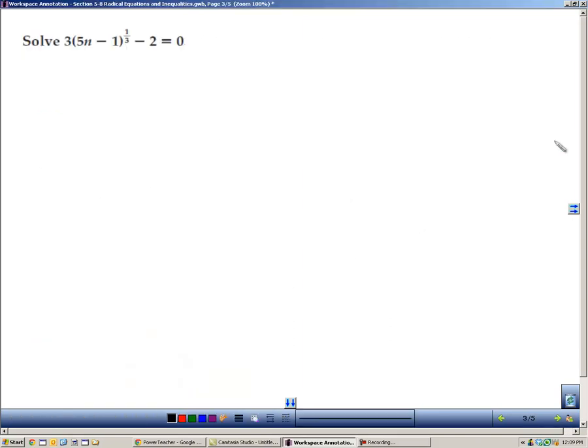Now we can use the same skills we learned in the last couple of examples to deal with any fractional exponent. If I rewrite this, you'll remember that the 1/3 power really means the cube root of 5n minus 1. Now I'm not going to solve it this way. I'm just going to show you that it could be rewritten this way and they mean the same thing. I'm going to have to get this expression with the 1/3 power by itself and then take it to the 3rd power.